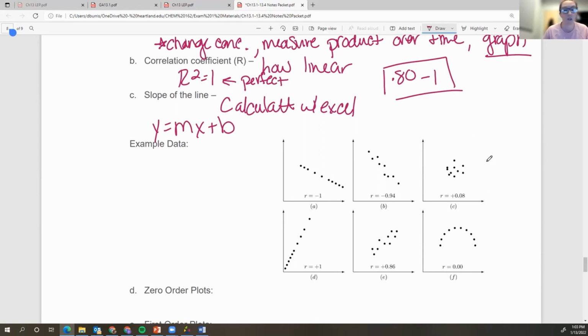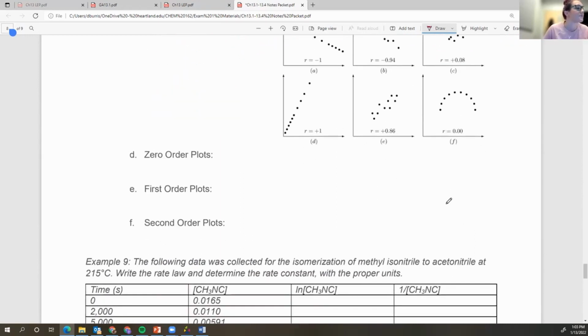This one, not so much linear relationships, and this one definitely not. So you should be able to identify if something's a linear relationship or not. Okay, so what you're going to do is you're going to get all your data, and then you're going to graph concentration versus time. You're going to graph the natural log of the concentration versus time, and you're going to graph the inverse of the concentration versus time.